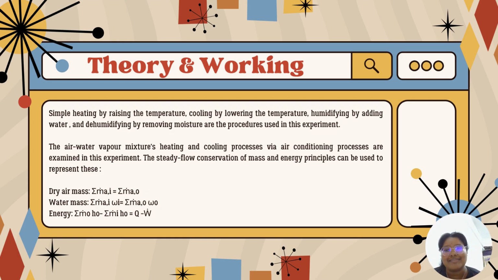Hi, I'm Trisha. I'll explain the theory and working for this report. First, simple heating by raising the temperature, cooling by lowering the temperature, humidifying by adding water, and dehumidifying by removing moisture are the processes used in this experiment. The air-water vapor mixtures, heating and cooling processes via air conditioning are examined in this experiment. The steady flow conservation of mass and energy principles can be used to represent these. First, we will use the dry air mass, water mass, and also the energy balance.